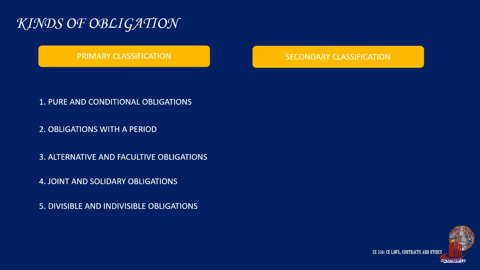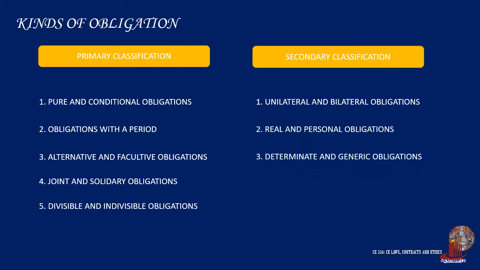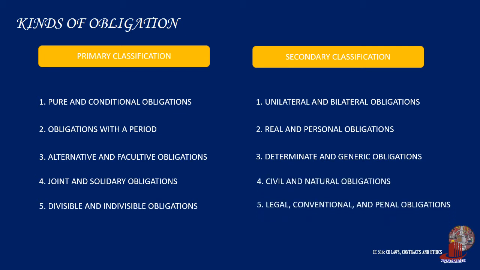The second is secondary classification, which covers unilateral and bilateral obligations, real and personal obligations, determinate and generic obligations, civil and natural obligations, legal, conventional, and penal obligations.